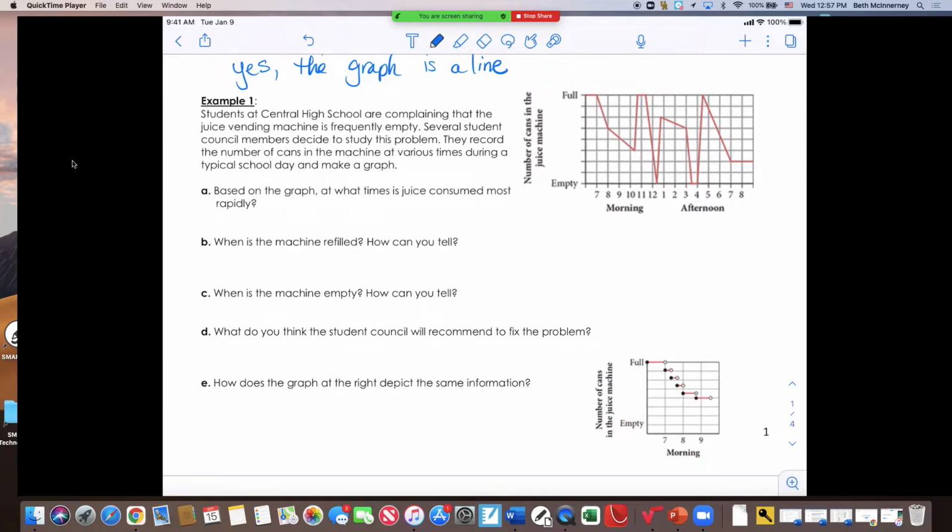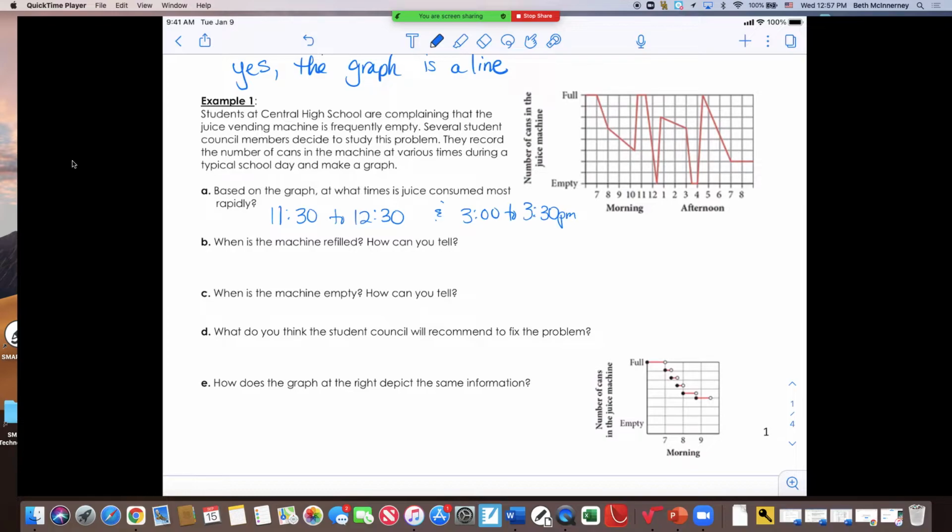All right, and then what do you think's happening here between 11:30 and 12:30? Lunch. Okay, all right, so hopefully we're getting the hang of this. So, based on your graph, what times is juice consumed most rapidly? Well, it definitely happened between 11:30 to 12:30. And there was another time that there was a really big spike. Where else? Yeah, how about 3 to 3:30?